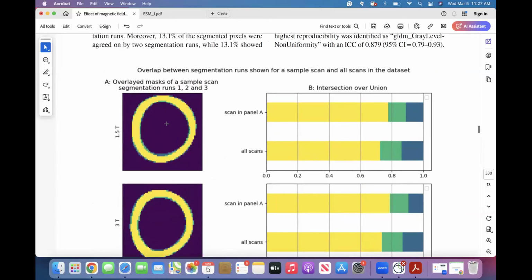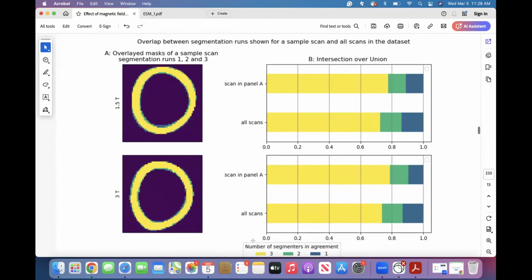We have this mask here to help us interpret our intersection over union metric, right? So here we show 3 masks that are overlaid on each other, right? And the extent of overlap between the 3 masks, so the yellow region here, is the area that is agreed on by all the 3 segmentation runs. And for this mask, the IOU 3 value is somewhere around 0.78, right?